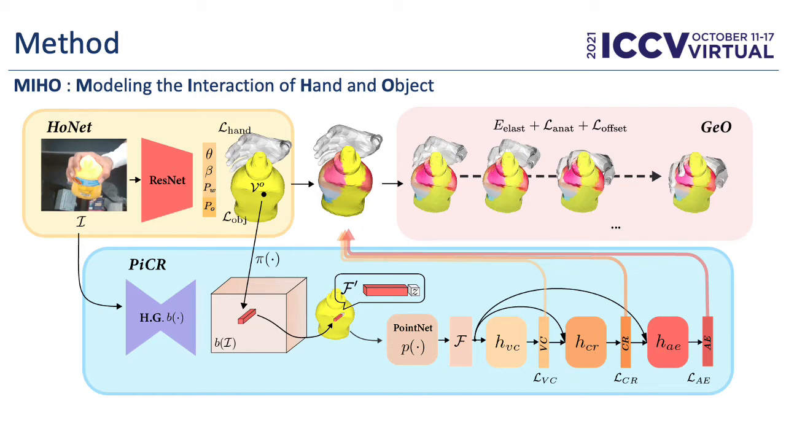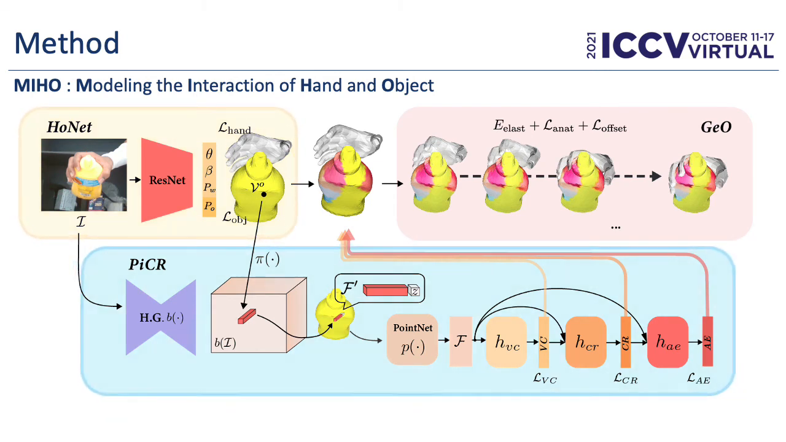MIHO consists of three stages. The first, HONet, is a common ResNet regression module that predicts the hand pose and shape parameters in MANO representation and the object 6D pose. The initial prediction in HONet doesn't consider any constraints, hence it suffers from severe interpenetration or disjointedness.